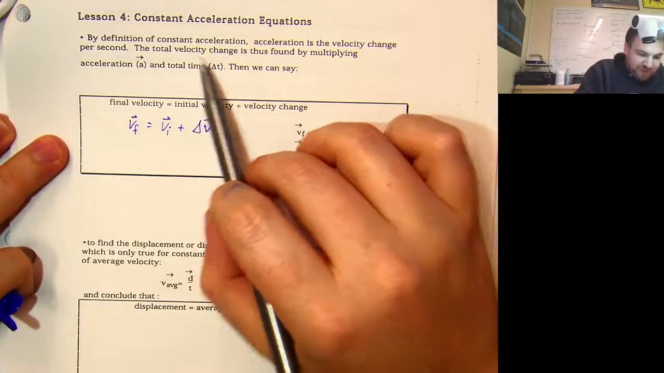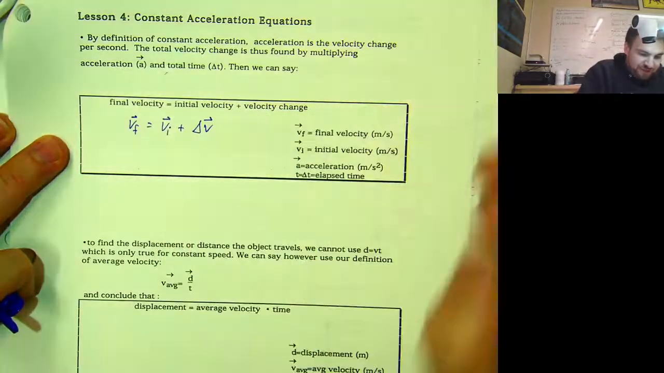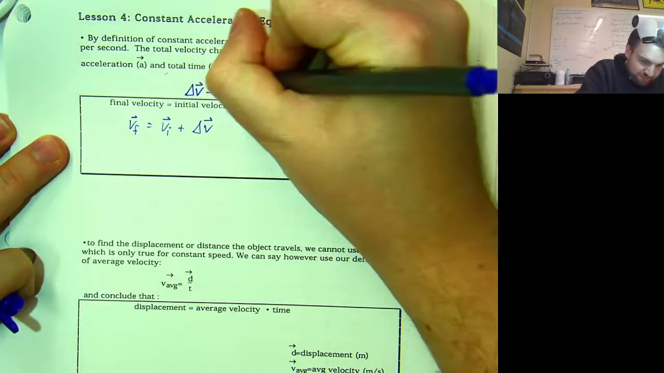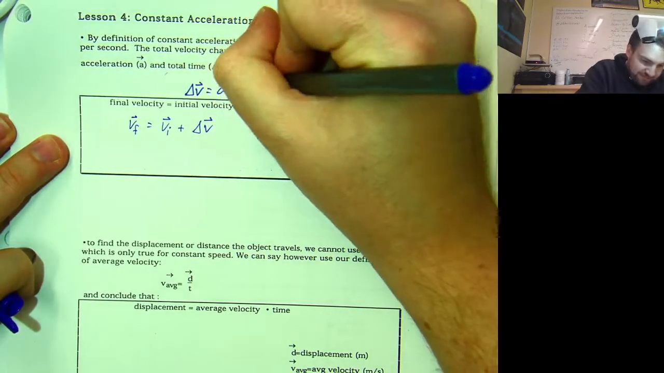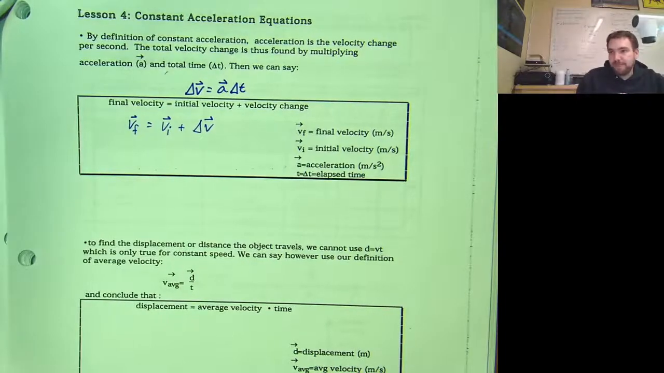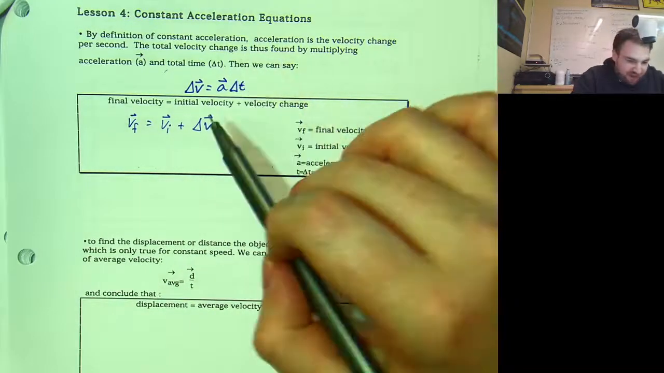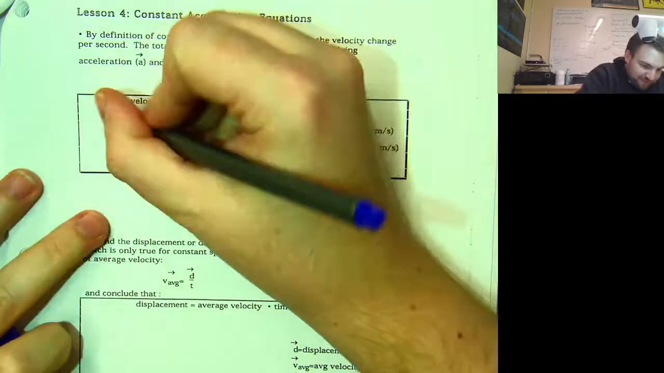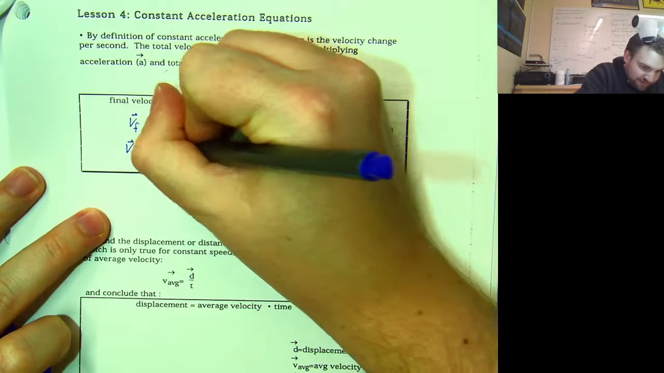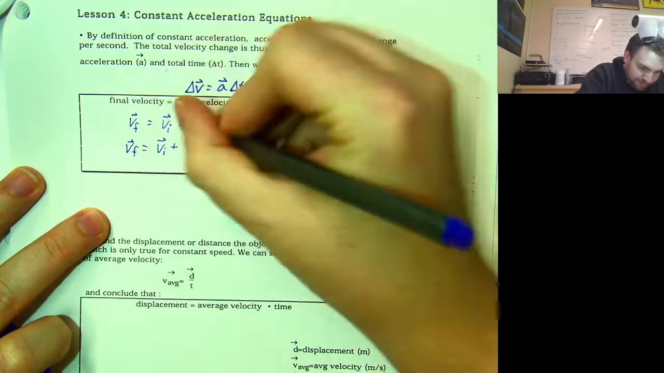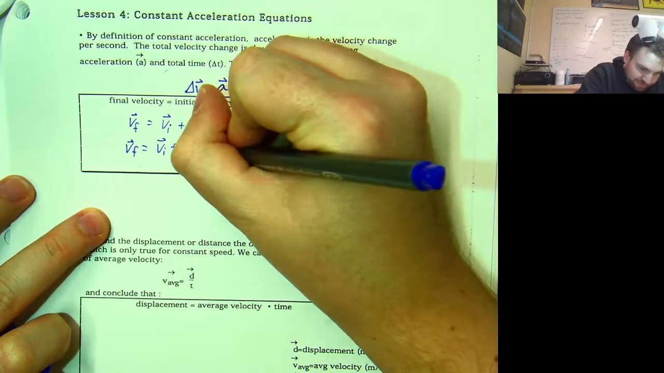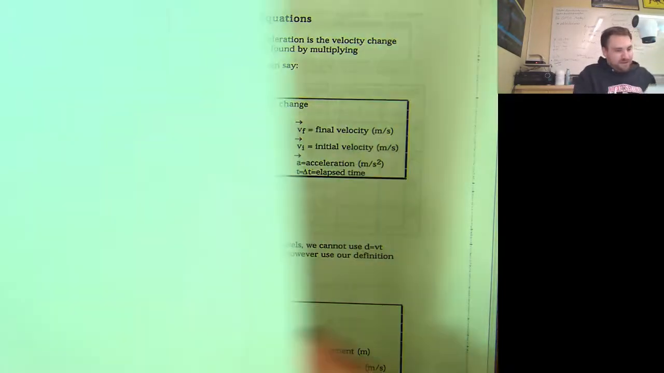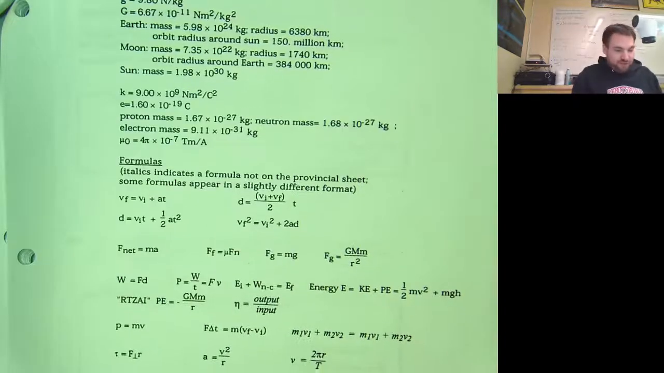But we also know that the total velocity change is found by multiplying the acceleration and the total time together. So the change in velocity is equal to the acceleration times how has time changed? So if I take this and add it to this equation here, I'm going to get something that looks like this. Vf equals Vi plus a delta t, which is the first formula that shows up on our formula sheet.